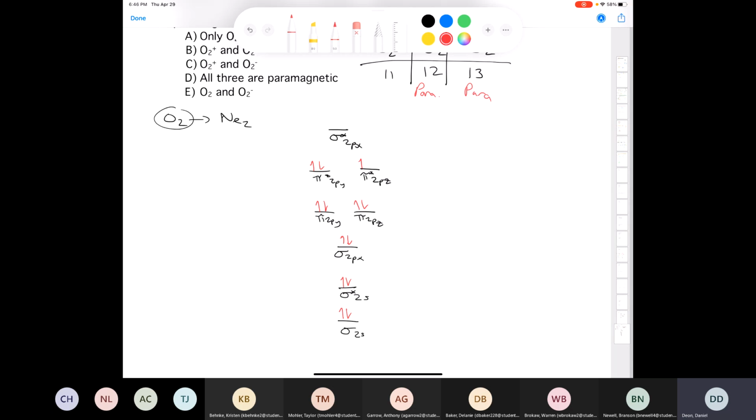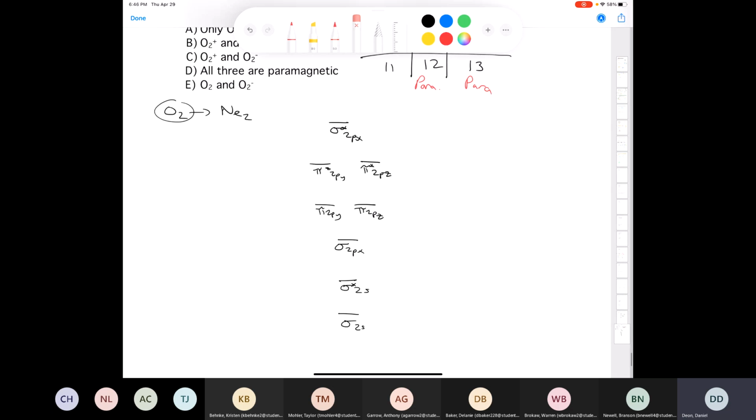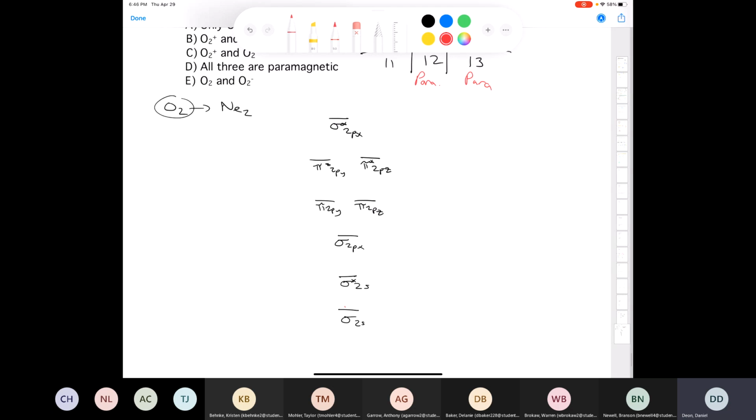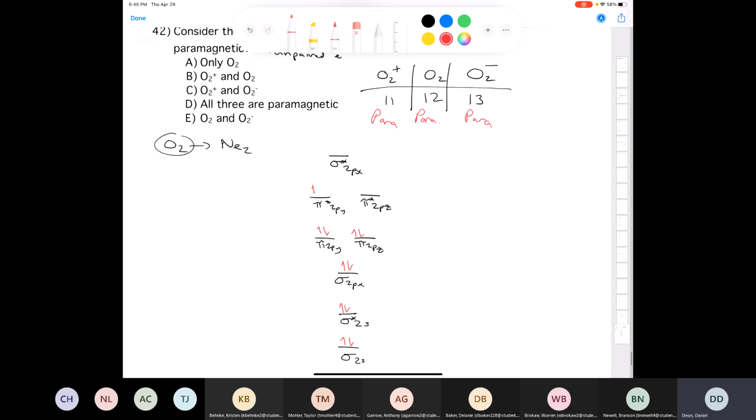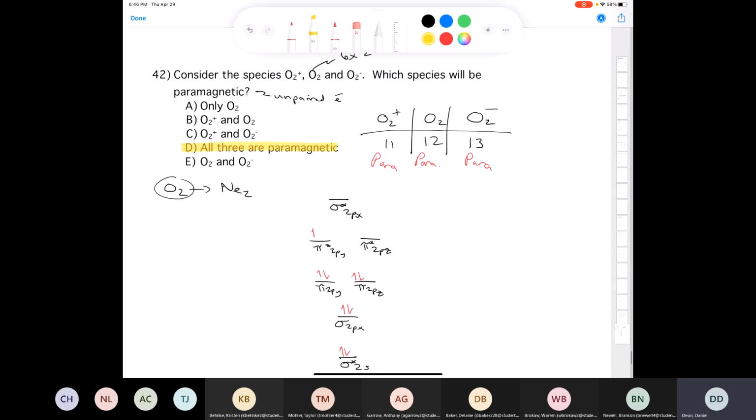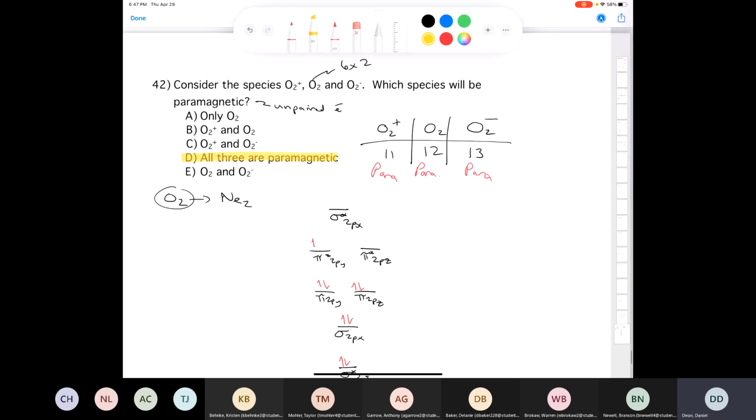Okay, now I'm going to remove all of them just to show you one more time. And we're going to figure out O2 plus, which has 11 valence electrons. Watch. 1, 2, 3, 4, 5, 6, 7, 8, 9, 10, 11. It's got an unpaired electron. So that tells me that all 3 of these are paramagnetic. And that goes right back to the beginning of the section on molecular orbital diagrams.